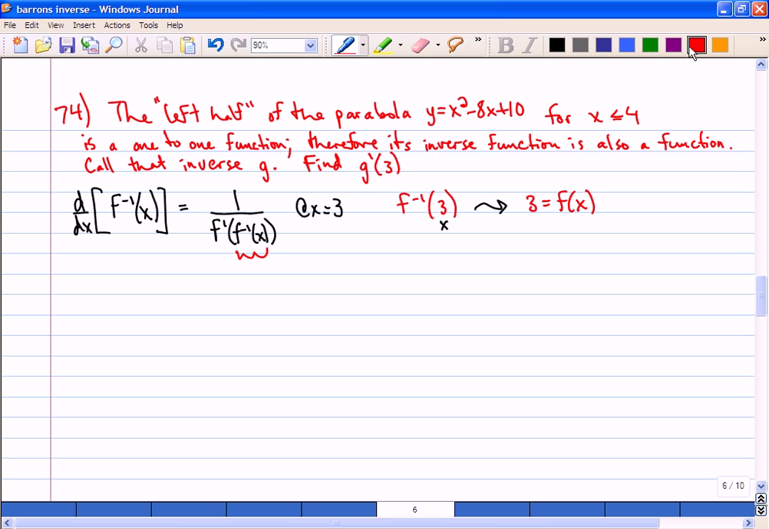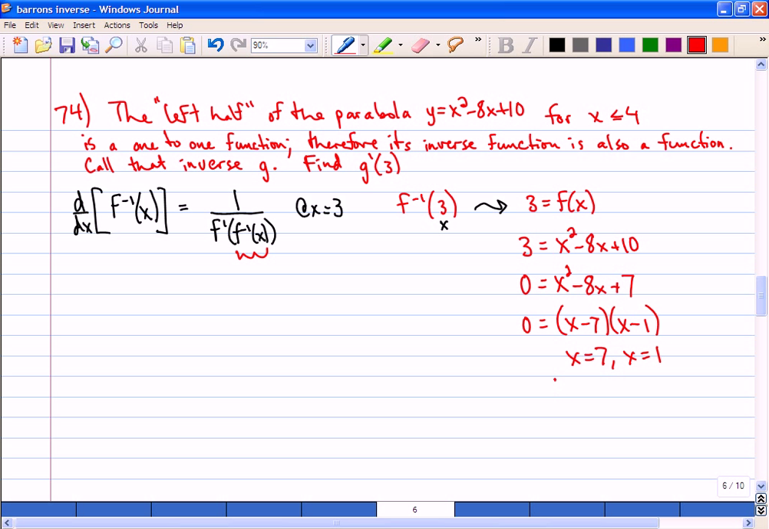So I can set up an equation to figure out what that value of x is, and that'll be when 3 is equal to x squared minus 8x plus 10. So let's rearrange and try to solve this. And when I move it to the other side, I'm going to end up with plus 7. So I can factor this, be x minus 7 and x minus 1. So I have two possibilities, x equals 7 and x equals 1.